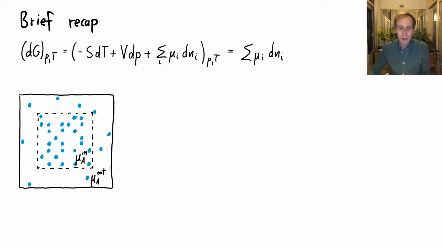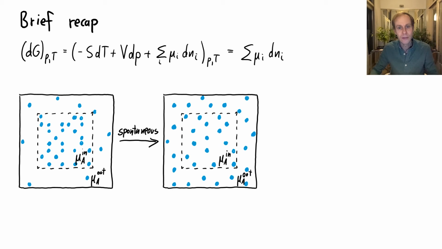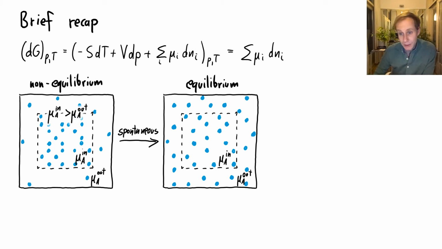We looked at this example where we had a high concentration of these blue molecules in this inner region and a low concentration of the blue molecules in the outer region. Then a spontaneous change leads to the uniform concentration distribution of the blue molecules, and that state corresponds to the equilibrium state, while the first situation is the non-equilibrium state. And we found that at non-equilibrium, the chemical potential inside of the box is higher than outside of the box, and we concluded that there's a movement of molecules from high to low chemical potential.